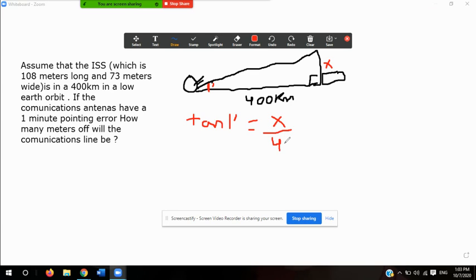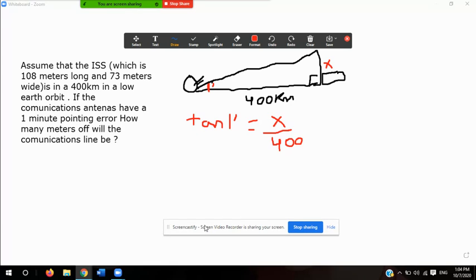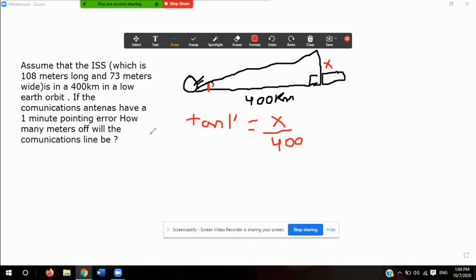Now, you need your calculator, but there is no way your calculator can give you the tangent of 1 minute, which means I have to take this 1 minute and convert it into decimal degrees. So the first step is to take the 1 minute and divide it over 60, because remember that 1 minute is 1/60th of a degree, and we're going to divide that to get our answer in decimal degrees.